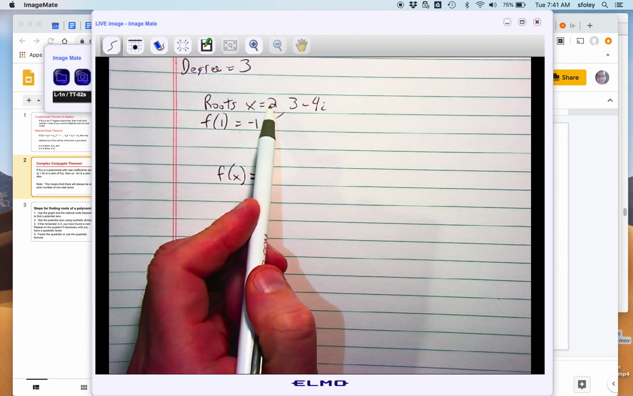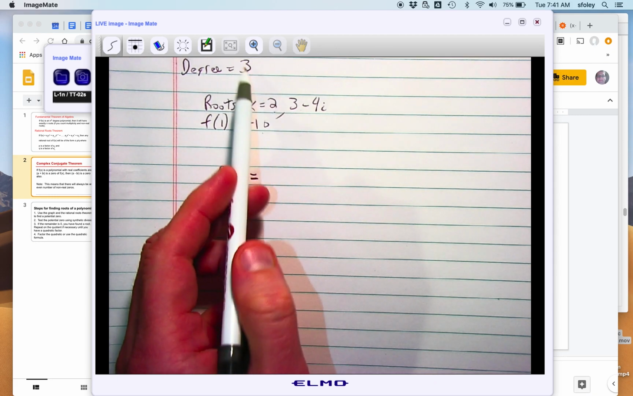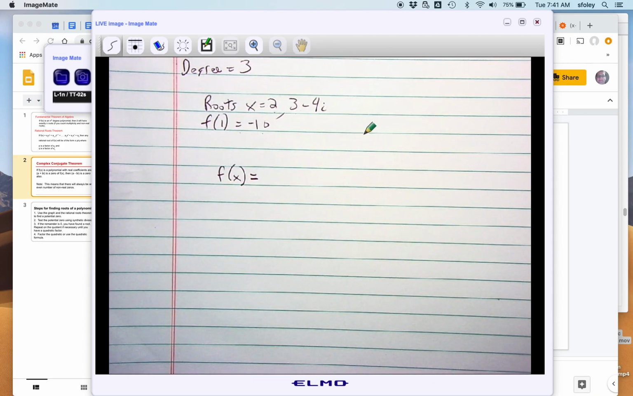The first thing you'll notice is that I only have 2 roots. Degree 3, I'm supposed to have 3 roots. And we sort of notice this lonely complex thing. And we know complex roots usually come from the quadratic formula, which means we usually get 2 of them.